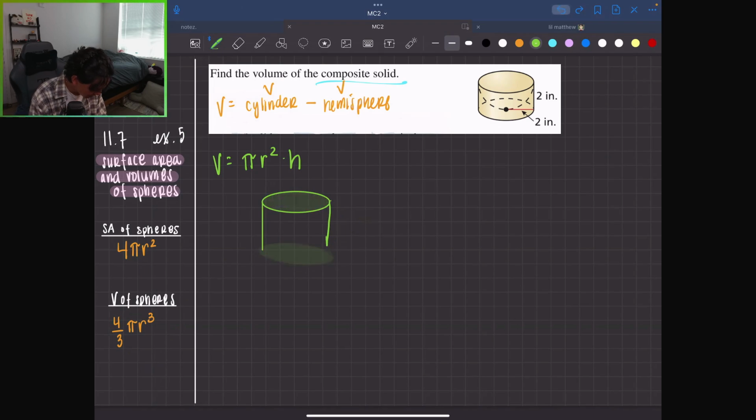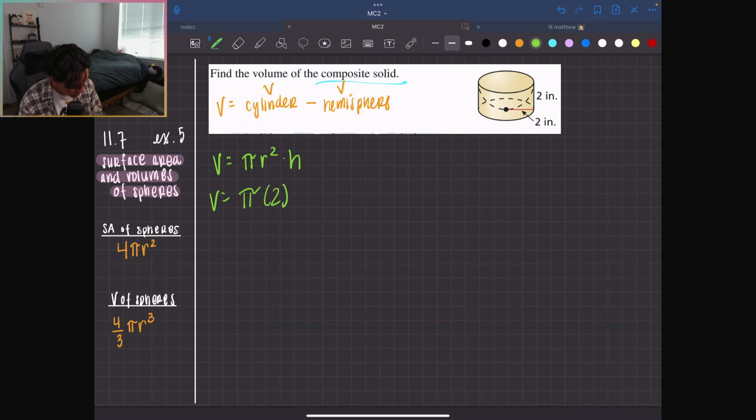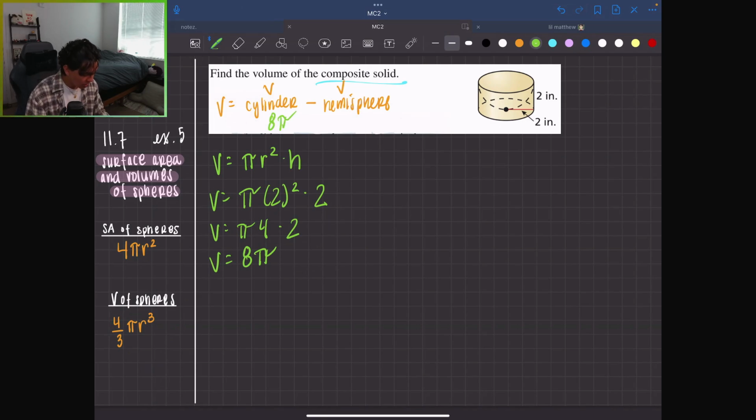All right, let's substitute these values to find the volume here. The volume is pi times the radius, given to us, 2, squared, times the height. What is the height of the cylinder? It is also 2, times 2. Let's simplify this now. Pi, 2 squared is 4, times 2. So the volume of this cylinder is 8 pi. Perfect.